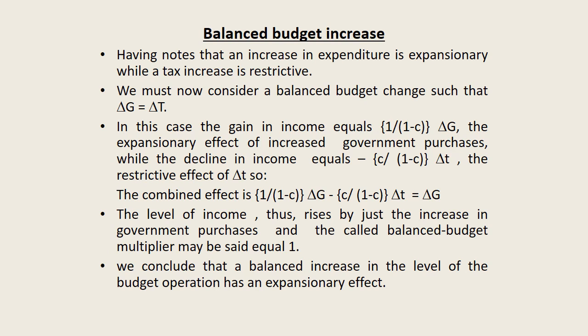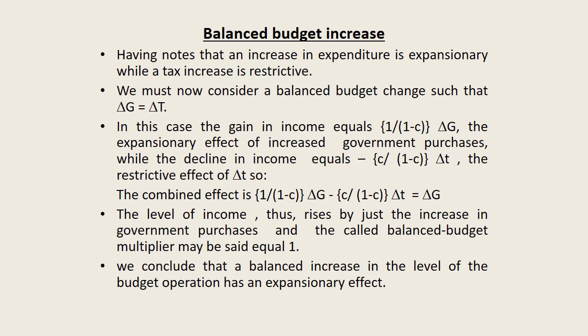On the other hand, increasing of tax also has restrictive effect which equals minus C over 1 minus C كل ده multiplied by delta T, the restrictive effect of delta T. لذلك the combined effect، الأثر الموحد لزيادة الإنفاق العام leads to increase in income by 1 over 1 minus C multiplied by delta G، والأثر الموحد لزيادة الضرائب هو تخفيض الدخل بمقدار minus C over 1 minus C multiplied by delta T.